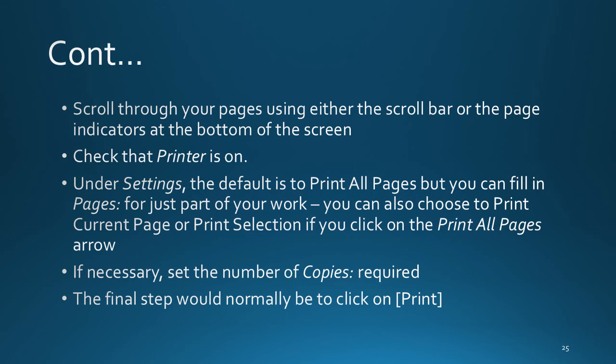Printing. Move to the File tab and choose Print, or simply press Ctrl P. The following window appears. Continued. Scroll through your pages using either the scroll bar or the page indicators at the bottom of the screen. Check that Printer is on.